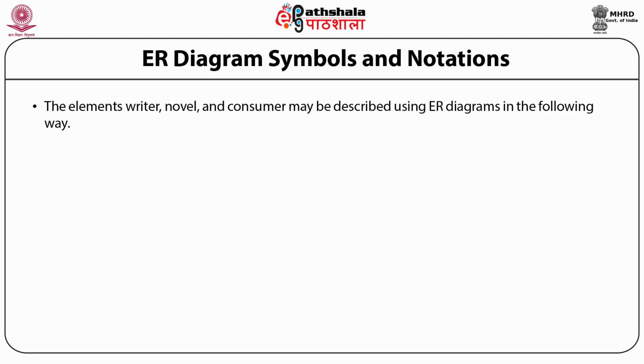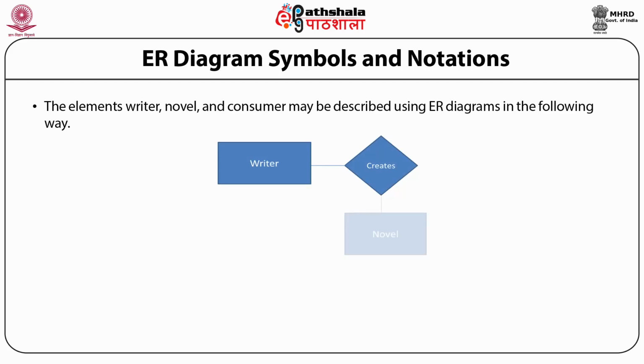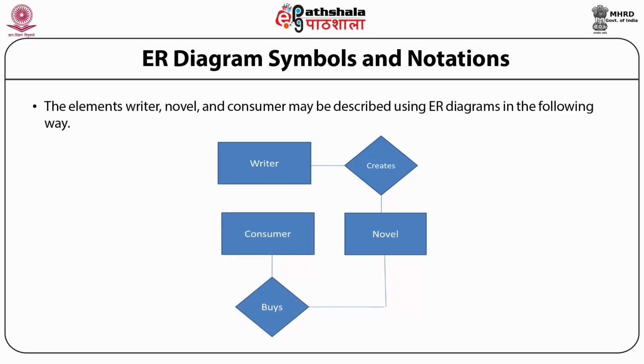The elements writer, novel, and consumer may be described using the ER diagram as we can see below. In this particular diagram, the elements that are inside the rectangles are writer, novel, consumer. Now, what they do is specified in the relationship between the entity, the writer, and the novel. So, the writer creates the novel. Now, let us understand what is the relationship between the consumer and the novel. It is stated as the consumer buys the novel.